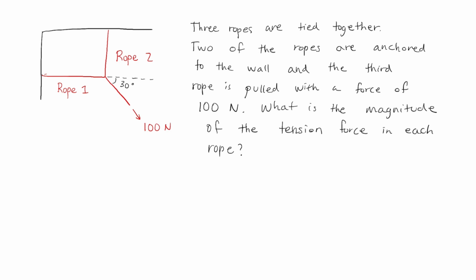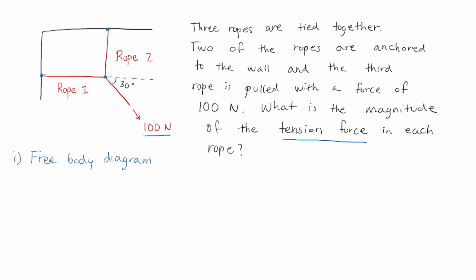In this question, we are told that 3 ropes are tied together. 2 of the ropes are anchored to the wall, and the third rope is pulled with a force of 100 newtons. And we want to know what is the magnitude of the tension force in each rope.